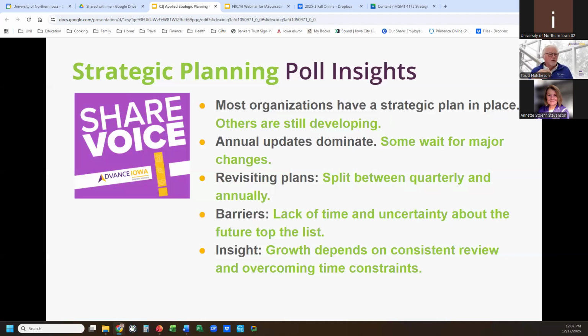Basically, growth depends on consistent review and overcoming those constant time constraints. You're never going to find a perfect time to do strategic planning. You're never going to feel like you have enough time to do a good strategic plan, but you do it anyway. One of my favorite sayings is a Chinese proverb: the best time to plant a tree is 20 years ago. The second best time is today. So if you haven't done strategic planning, that doesn't mean you shouldn't. That means you should start today and continue to do it and revisit it.